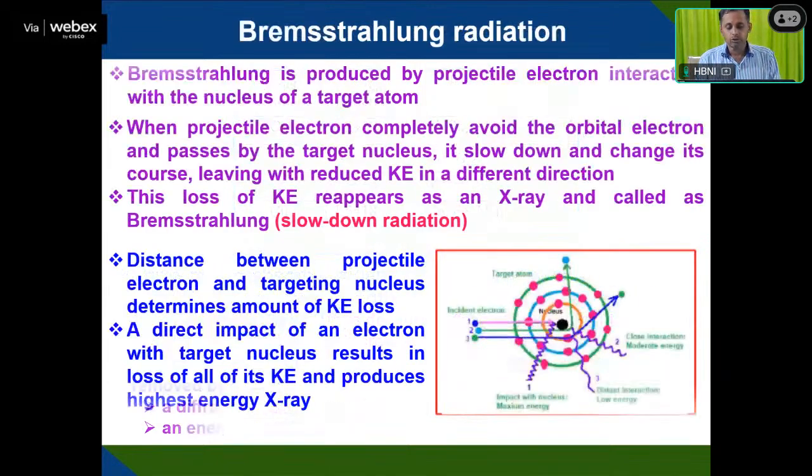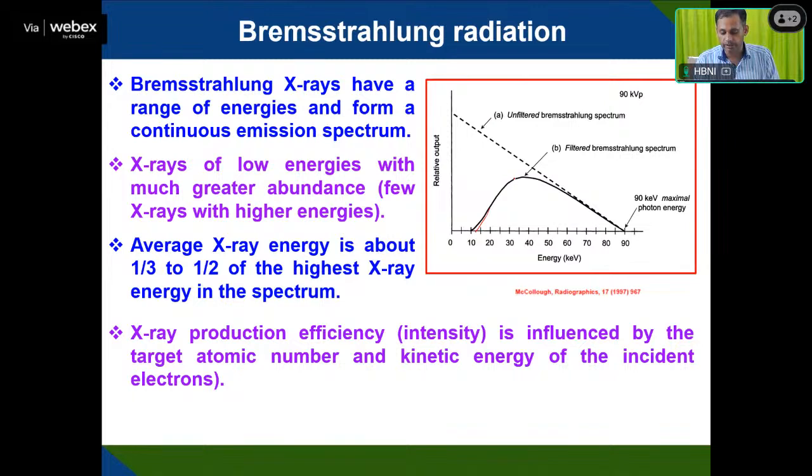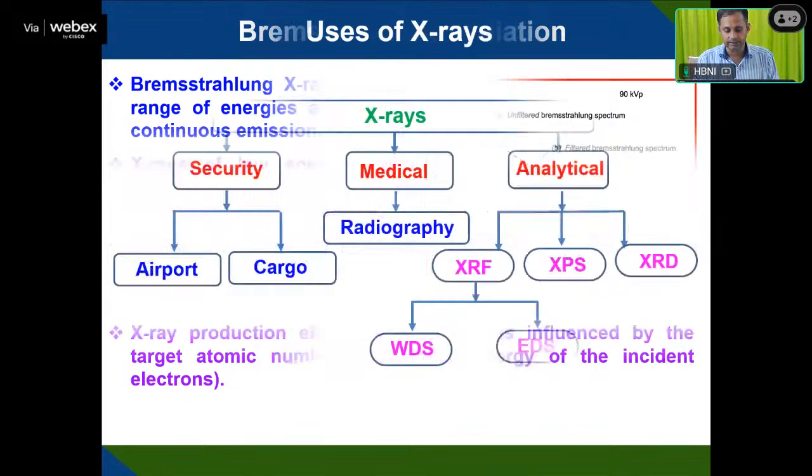This I have already discussed: Bremsstrahlung radiation. The electron interacts with the incoming radiation and slows down its speed. Because of the deceleration, the speed is decreasing, so some of the energy is lost as kinetic energy loss. That will produce Bremsstrahlung radiation, and we are able to get this strong background in addition to the characteristic X-ray.